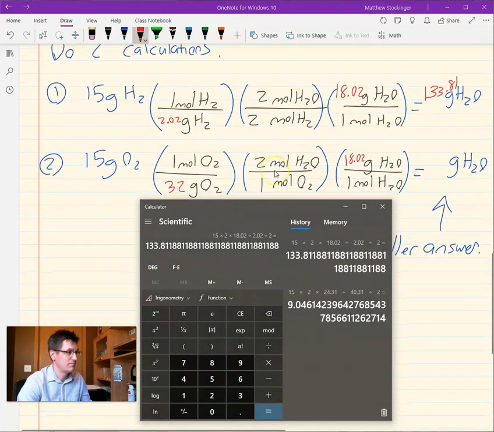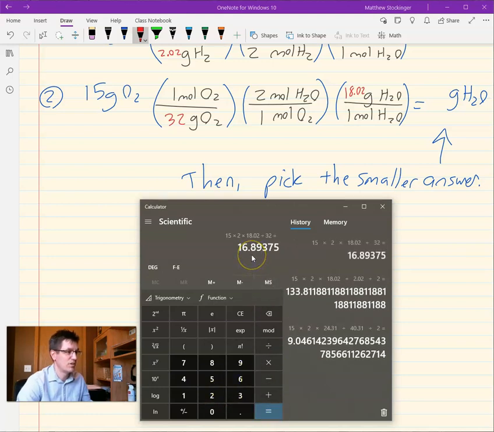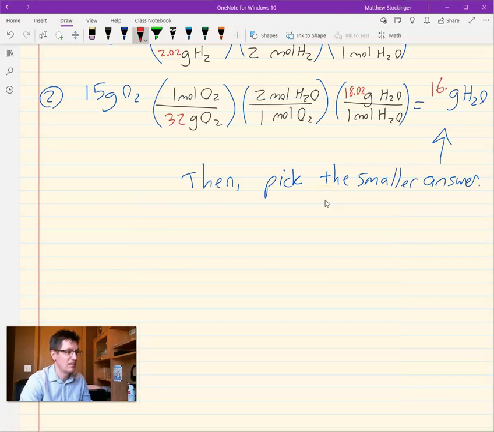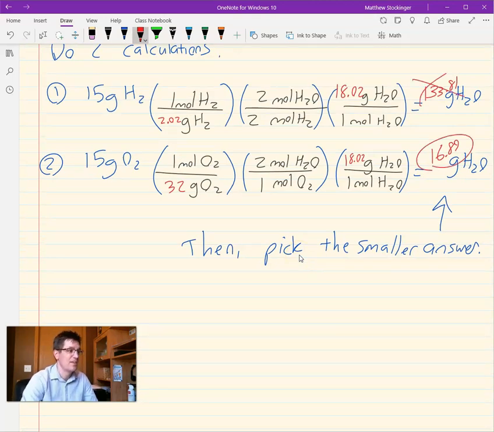Next one, 15 times 2 times, wait a second, yep, this is working out, 18.02 divided by 32 equals 16.89. Okay, pick the smaller number. Obviously 16 is smaller than 133. That tells me that oxygen is the limiting reactant in this case.